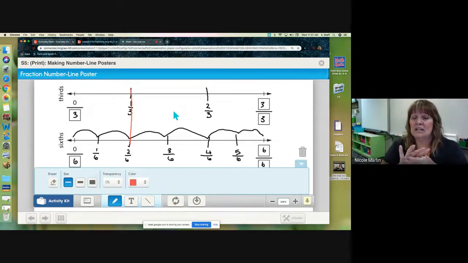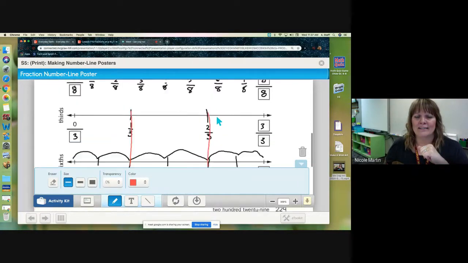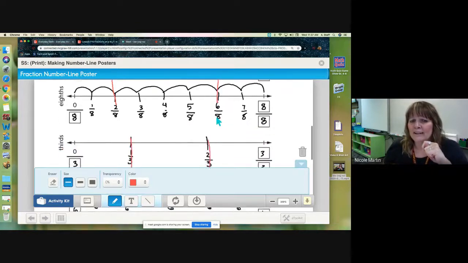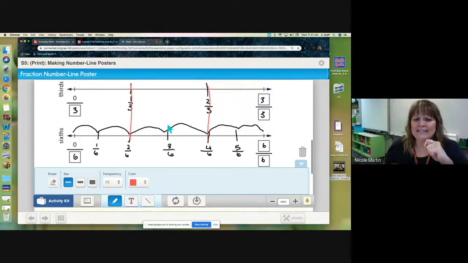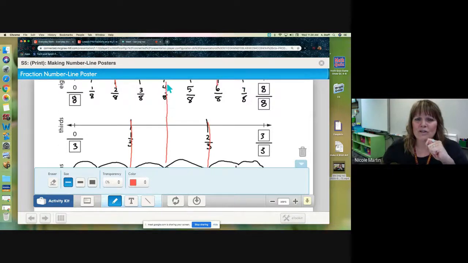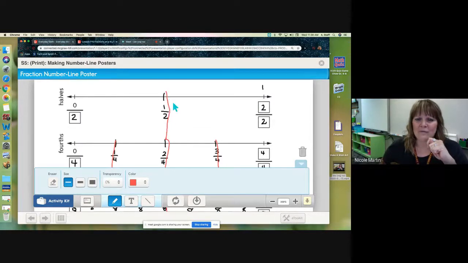Does anybody know another equivalent fraction? Neva, you got it, Neva. 2/3 is the same as 4/6. Does anyone see another equivalent fraction? You might have to scroll up to the top. Anybody? Brody? Yeah, Brody, 3/6 is the same as 4/8, which is the same as 2/4, which is the same as 1/2.